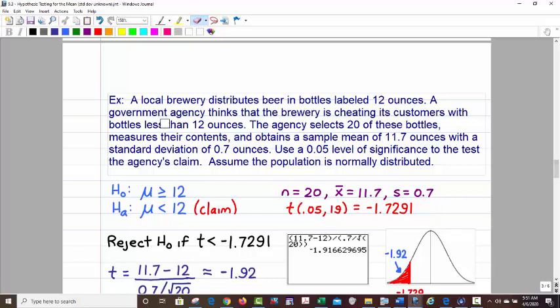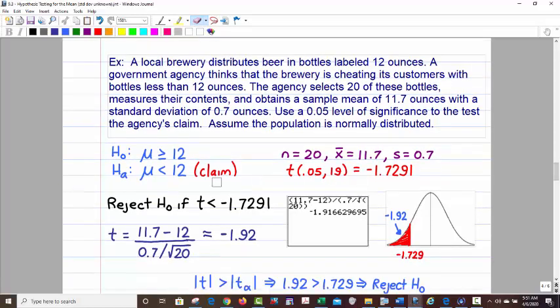So less than 12 ounces. Less than is right there. It's an Ha. That means it pairs up with greater than or equal to for H0. So basically, since the claim is the alternative, if we reject the H0, we support the claim. If we fail to reject the H0, we don't support their claim.